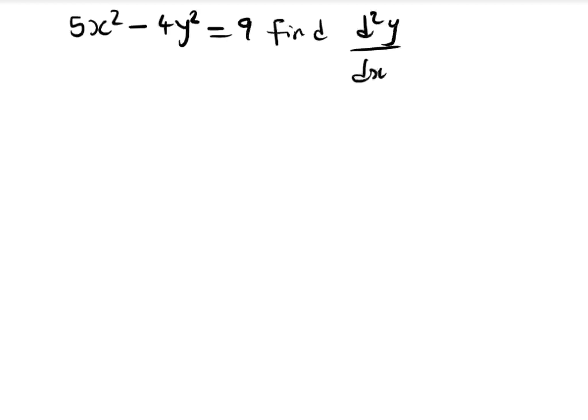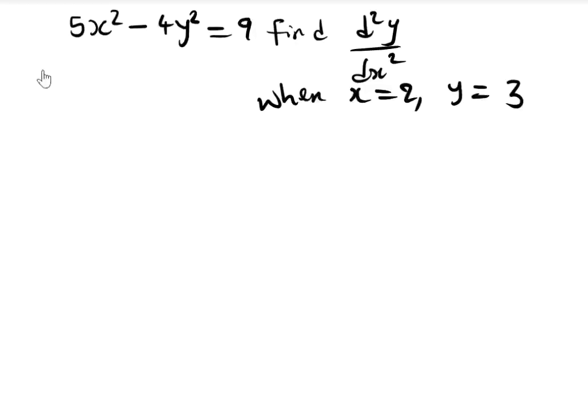Imagine you are given this question: 5x² − 4y² = 9, and you are asked to find d²y/dx² when x is equal to 2 and y is equal to 3.